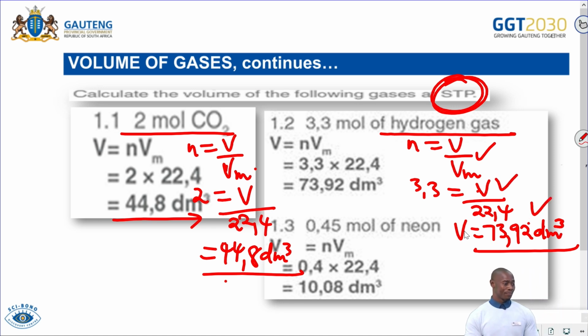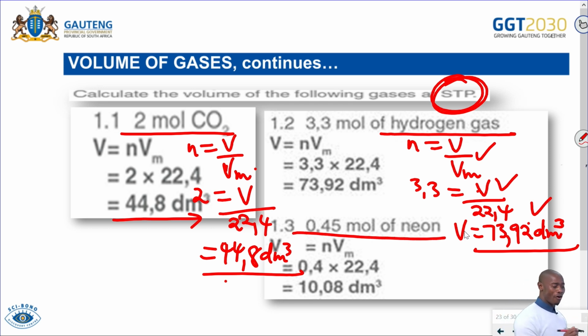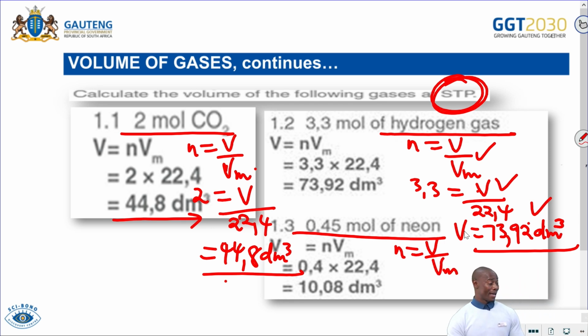There's a mark there for the correct equation, correct substitution, and the correct answer with what? With units. Then 0.45 mole of neon. Neon is a gas, right? It's an inert gas or a noble gas. We all are aware of that. You did that in grade 10. Then they're looking for what? For the volume. So the number of moles equals V over Vm, because they're looking for the volume of this gas at what? At STP.